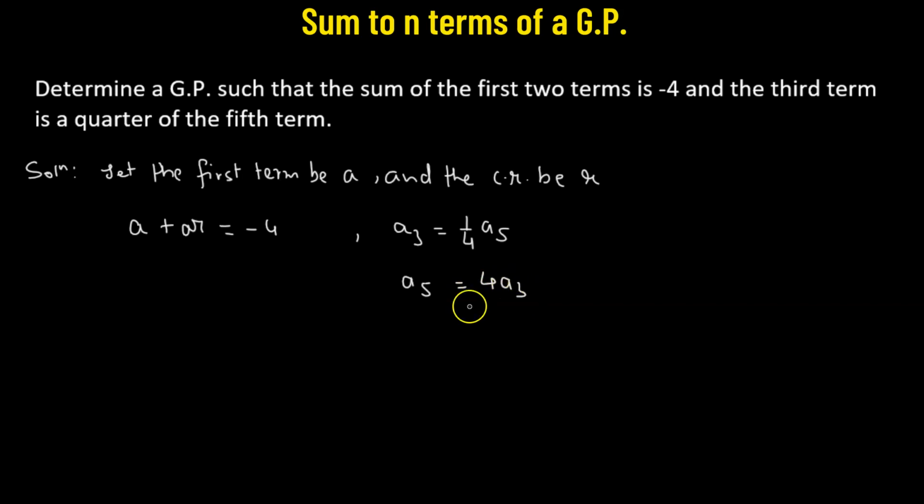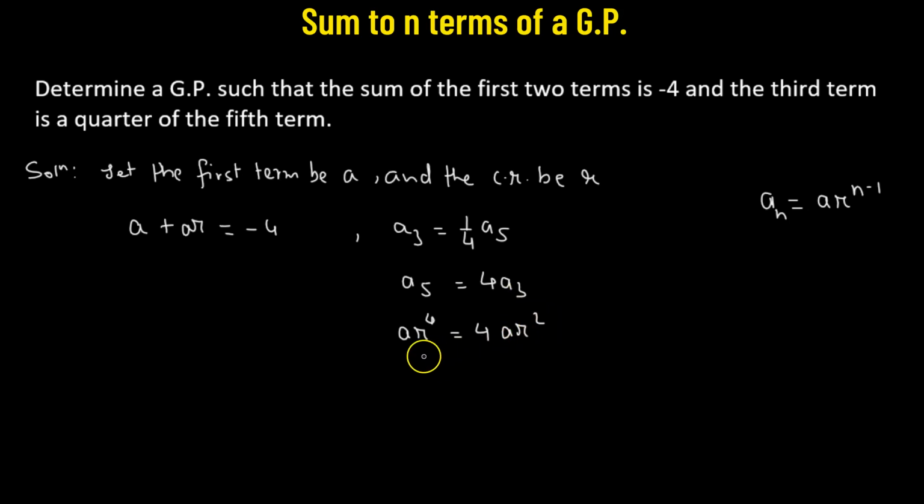So using the general nth term formula for a geometric progression, which is given by A times R raised to the power of n minus 1, the fifth term will be A R raised to the power of 5 minus 1, and that equals 4 times the third term. So our third term will be AR squared.